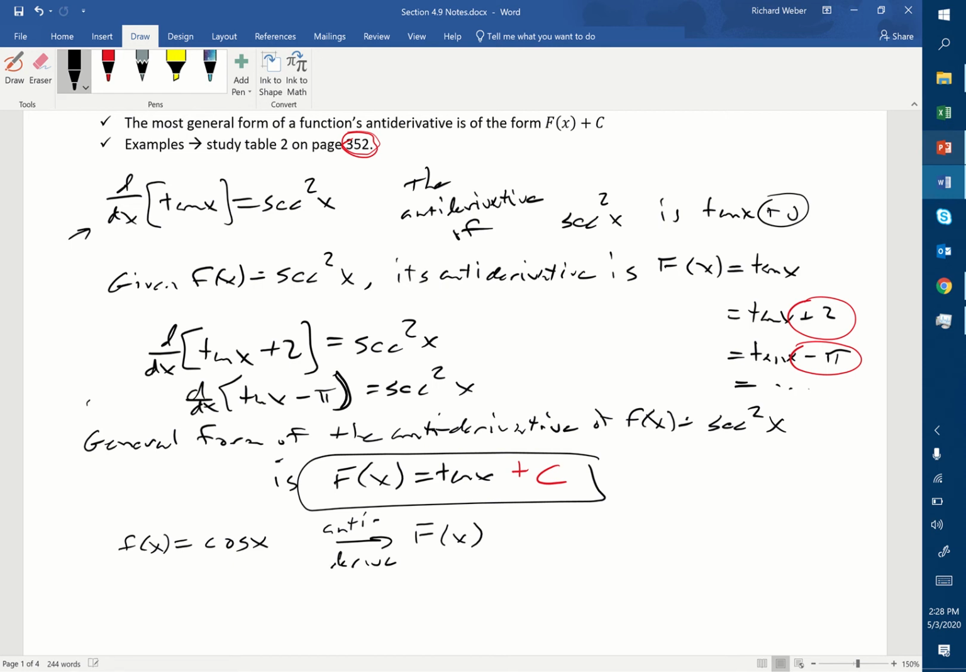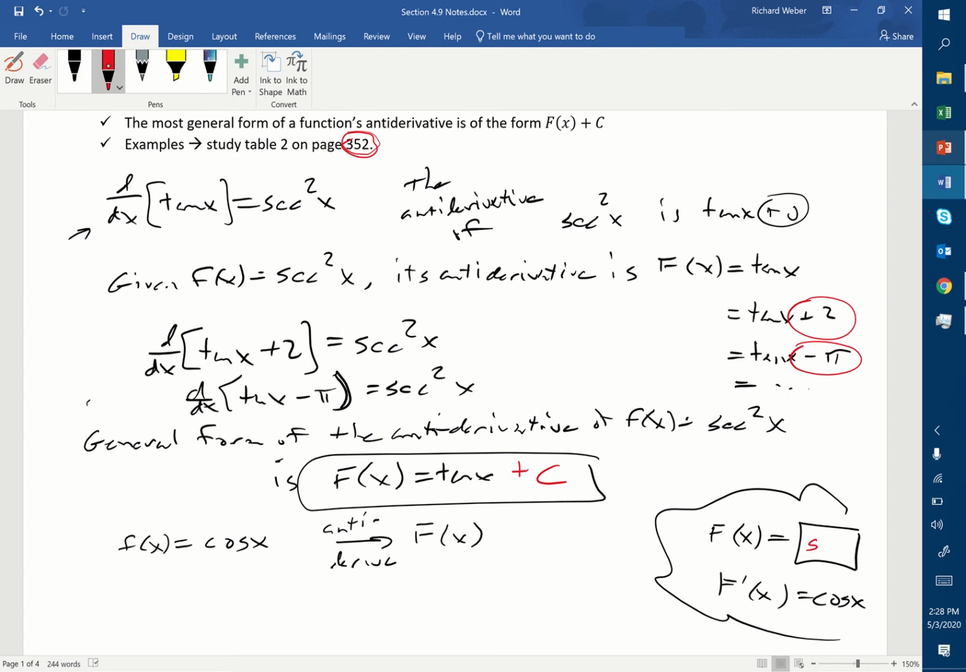What that really means is that when I find F of x, it has to be that F prime of x, when I derive it, is cosine of x. So we're asking, what's the function whose derivative is cosine? And you would answer sine. When I derive sine, I get cosine. That's correct. So you would put down your answer: my antiderivative is sine of x, but the most general form is plus C.